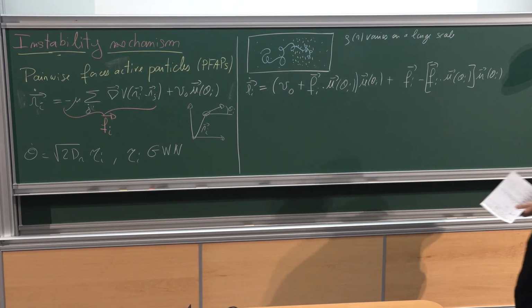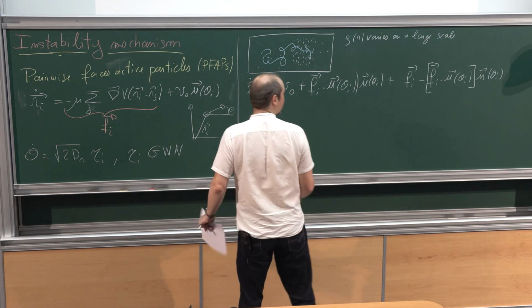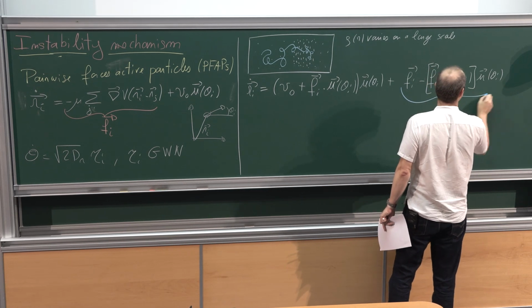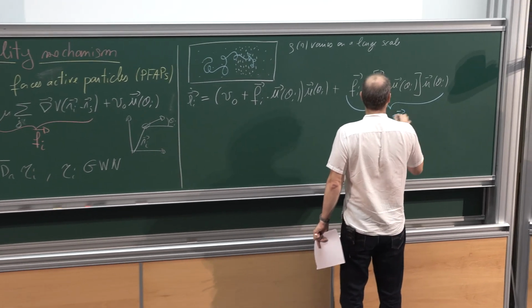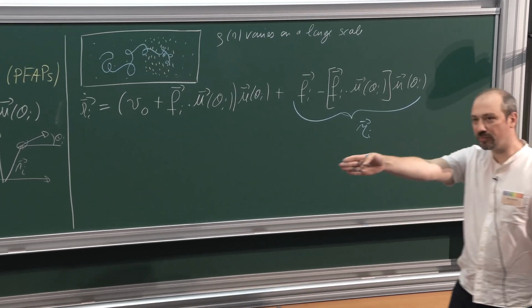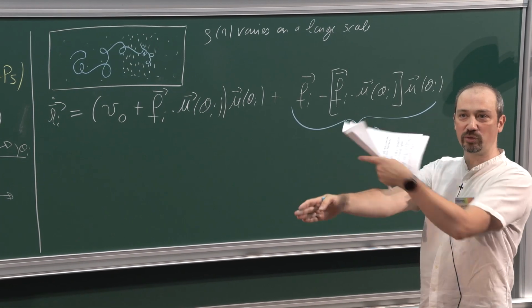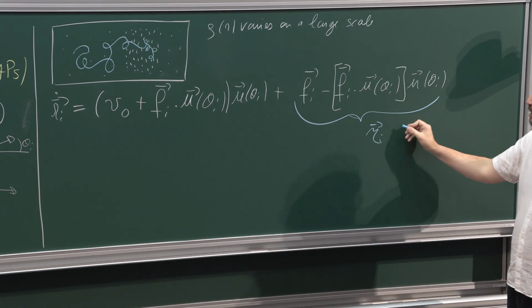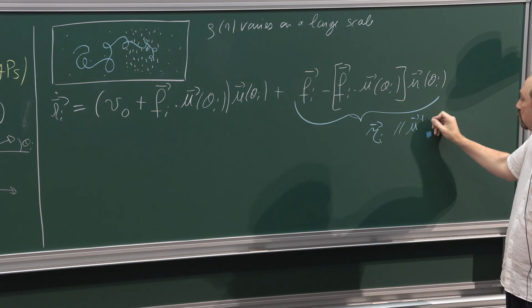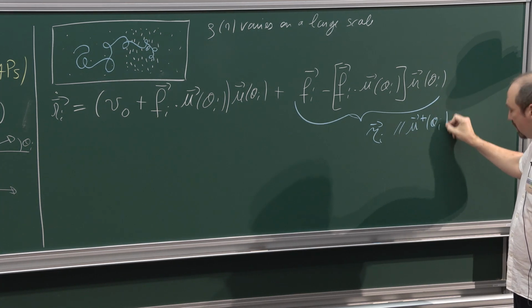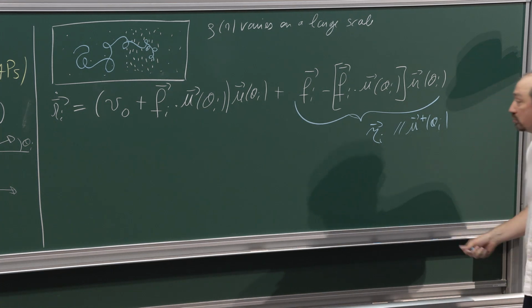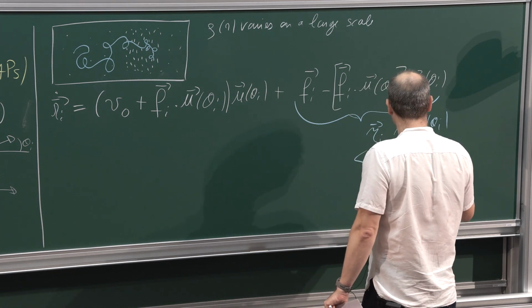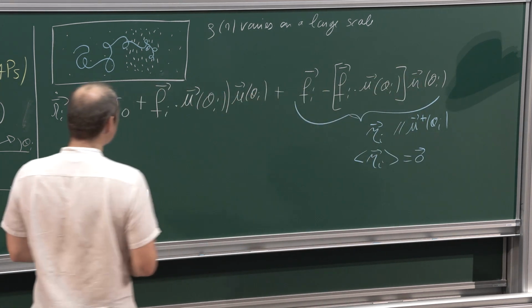But now I can do something else. I can say that, well, on average, if I'm going in this direction, there is no reason why you would push me more to the right than to the left. So this average here is parallel to u perp of theta i, and on average, it will be 0. So it's really a kind of noise.